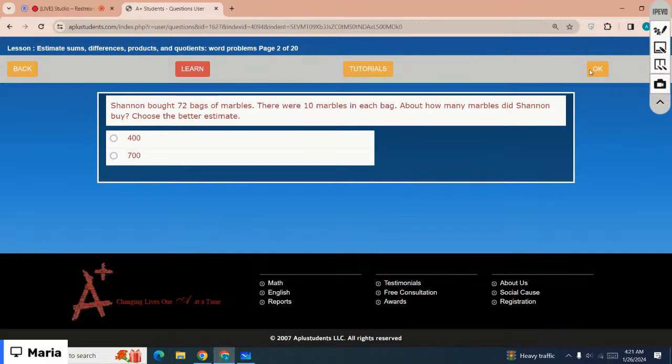The next one is Shannon bought 72 bags of marbles. There were 10 marbles in each bag. About how many marbles did Shannon buy? Choose the better estimate. So, which is the correct option? Estimate or calculate, they both are the same. To estimate means you need to round off the numbers first and then add, subtract, or divide, whatever you want to do.